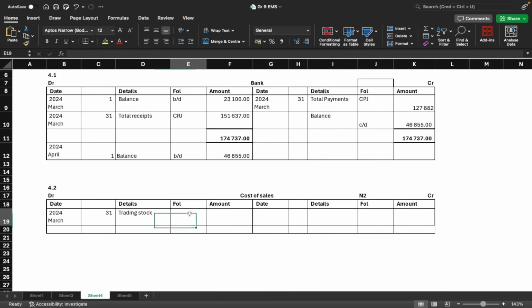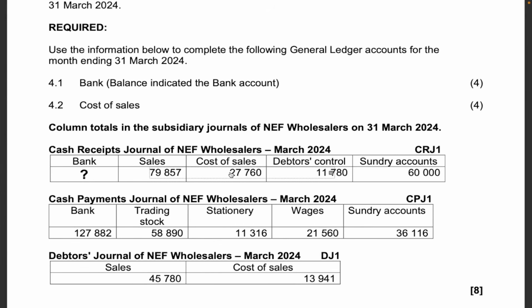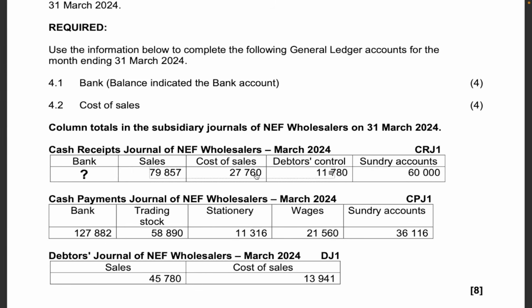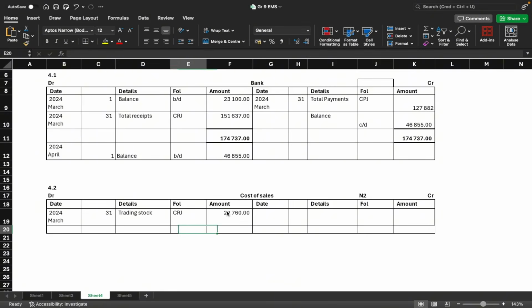And then the folio, how did we make this sale, or where did we get this amount from? We got it from CRJ. This just indicates that we actually sold this trading stock on cash, okay, by looking at the folio here. And if we cross-reference here with the subsidiary journal, you will notice that the amount appears there. Remember this amount here for cost of sales, 27,760 Rand. Remember, the column is not titled trading stock. It's titled cost of sales, meaning how much it costed us. And we know it's the trading stock that we bought that we are now selling. That's why we're putting the cost of sales there. Okay, and what is the amount? Let's go back here, 27,760. So I'm going to put here 27,760, and then we do the second journal entry for the cost of sales.